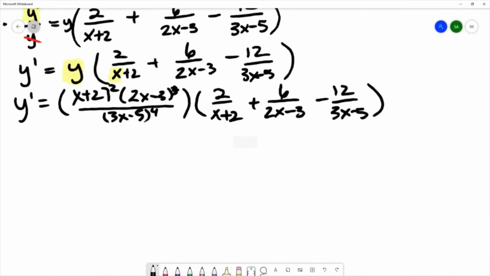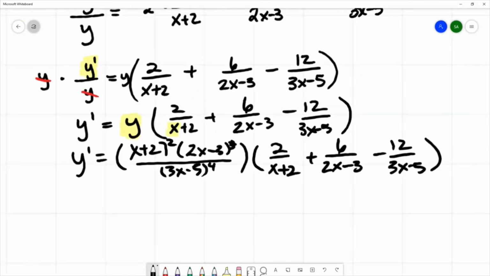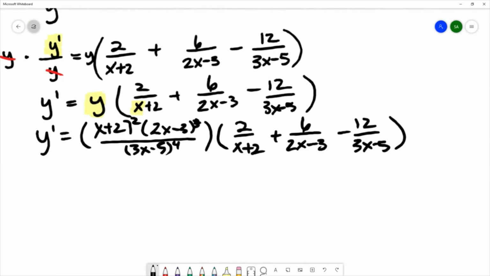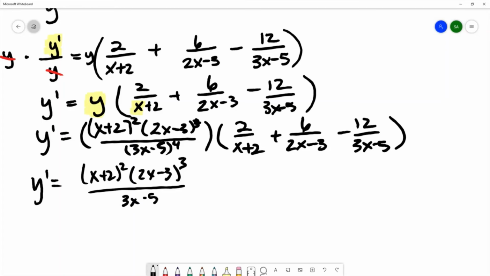and this is an acceptable answer, but I will do a little bit of algebra cleanup for you guys to show you that you can get to a simpler answer here, and you're going to see some canceling will happen. So I have x plus 2 squared times 2x minus 3 cubed over 3x minus 5 to the 4th. And in this parenthesis on the right, I'm going to get a common denominator.